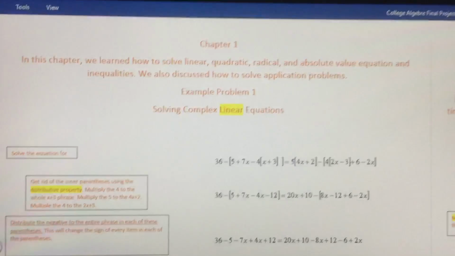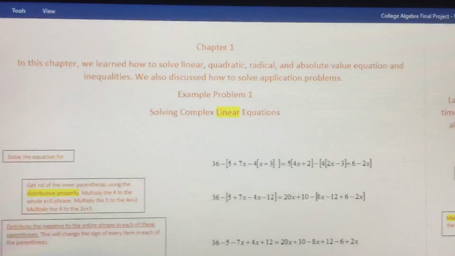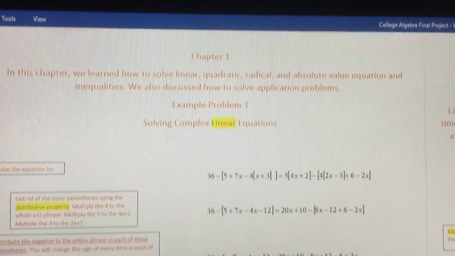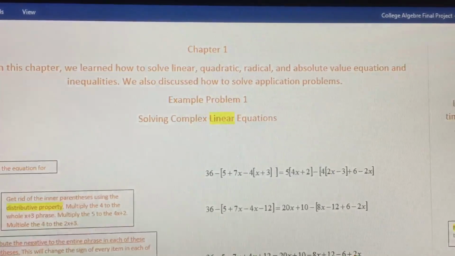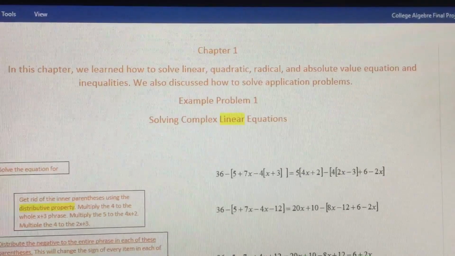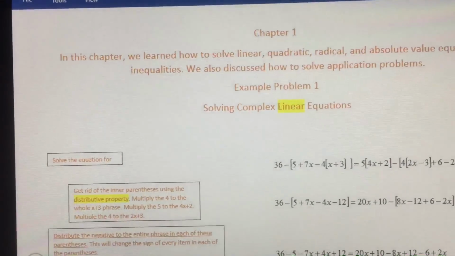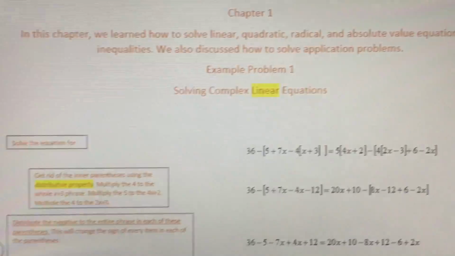Alright, here we go on to Bigger and Better Things, Chapter 1. In this chapter, we learned how to solve linear, quadratic, radical, and absolute value equations and inequalities. We also discussed how to solve application problems.